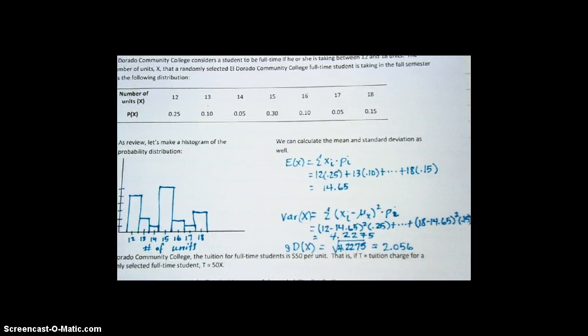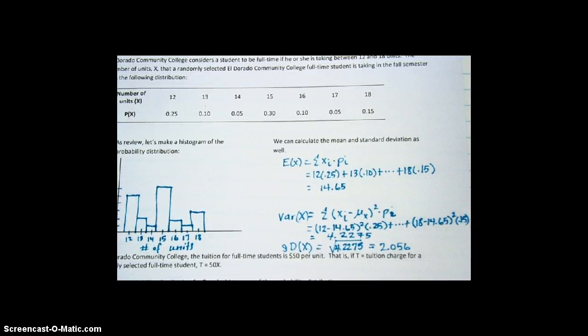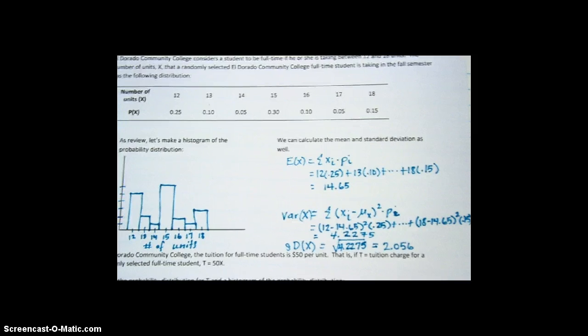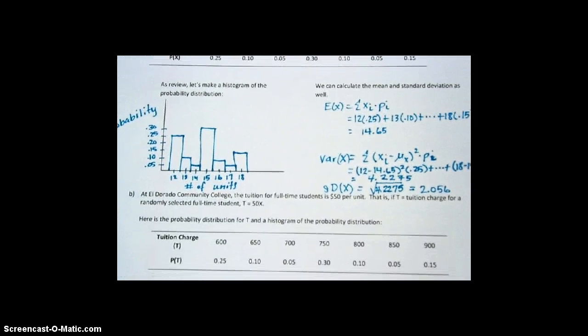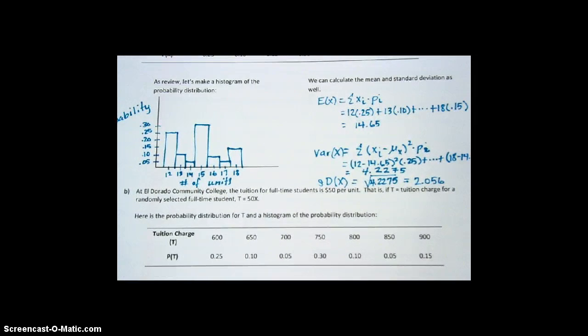So you may want to take a few moments to check your work on those to make sure you remember what to do. Now, what we're going to do with this video is take a look at what would happen if we made some changes to the distribution. So in this first scenario, there's a $50 charge for each credit hour that a student takes.